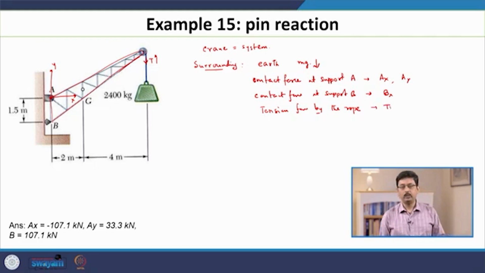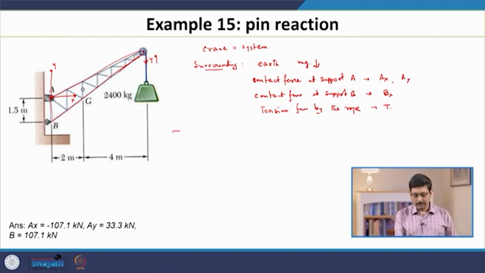So, we have how many unknowns? We have 1, 2, 3, 4 unknowns. Then in order to solve for all of these forces uniquely, we need 4 equations. So, next, what are the physics principles? What are these 4 equations?